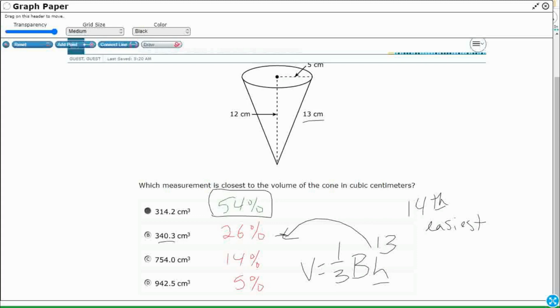So there's a little bit of an opportunity for students to practice with extraneous information, recognizing the difference between the height and the slant height and making sure we're choosing the right one.